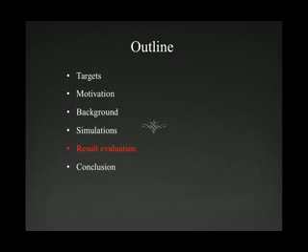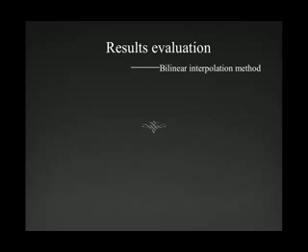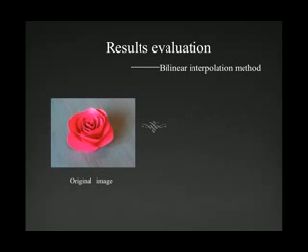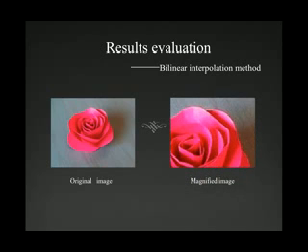Next is the result evaluation. First, I'll evaluate the results of bilinear interpolation method. This is the original image, and this is a magnified image by using bilinear interpolation methods. Compare these two images. The magnified one is blurred, especially at the edges of the flower's petals. However, we can still recognize the details in this image.